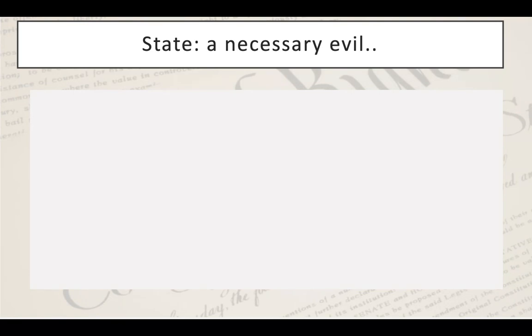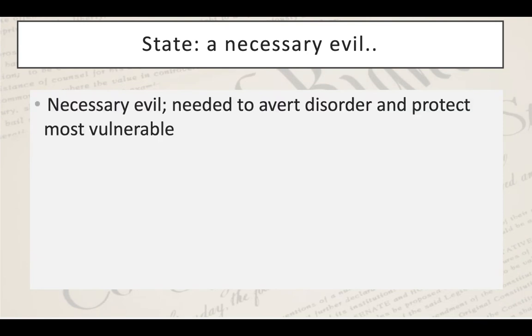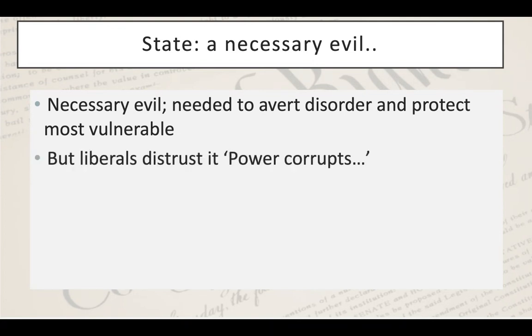So we've mentioned this a couple of times: the state. What do the liberals think about a state? Well, as we've seen, they do think it should exist, but it's a necessary evil. It's there to prevent disorder, to protect the most vulnerable, and to protect those individual rights that we keep going on about. But it can't really be trusted. You've got to make sure that you have a government which is limited. I'll come to that in a minute. This idea that power corrupts, and that you might end up with a ruler taking too much power and taking away your individual rights and your individual liberties.